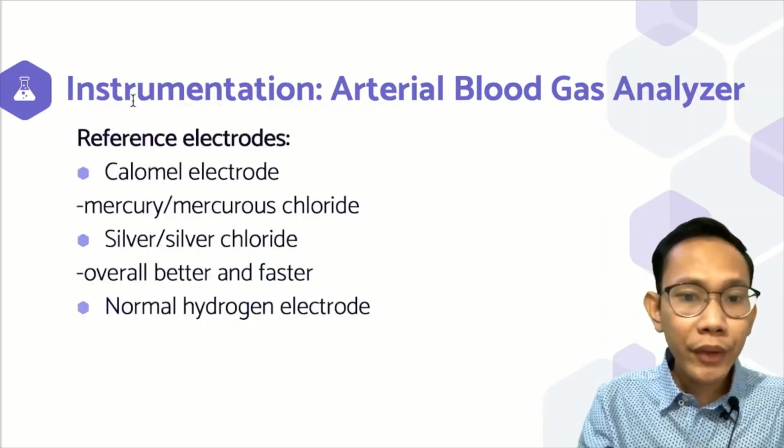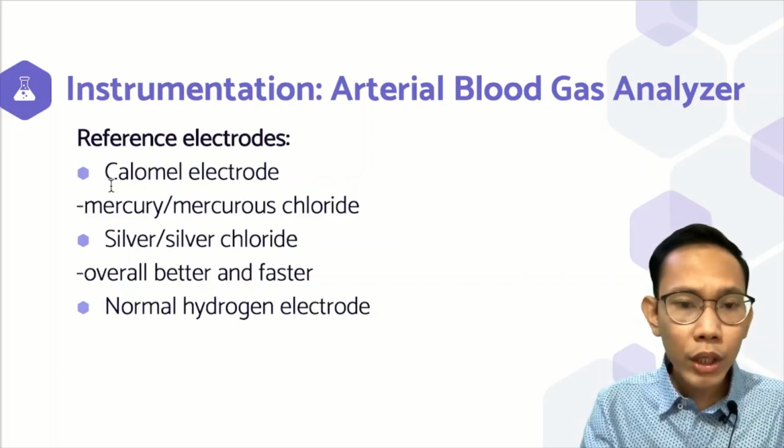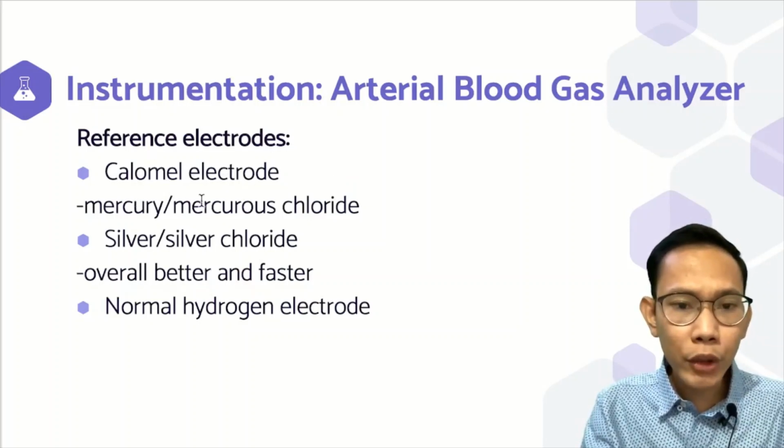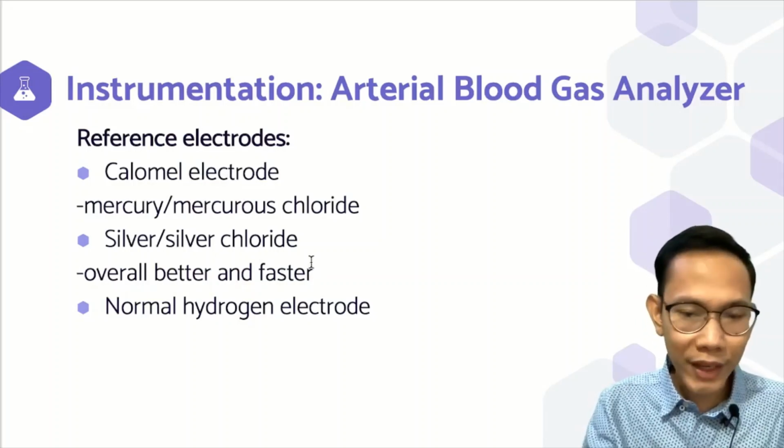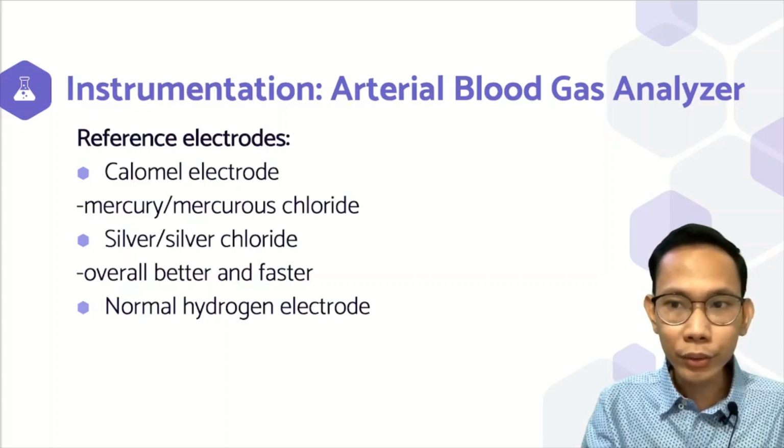So these are the different reference electrodes that we discussed a while ago. Yung calomel electrode natin, your mercury chloride, your silver chloride, which is overall better and faster, and your normal hydrogen electrode. Okay?